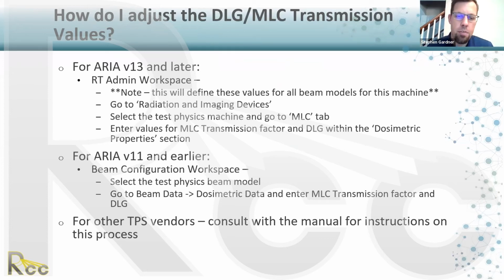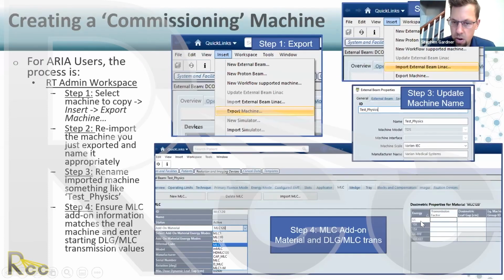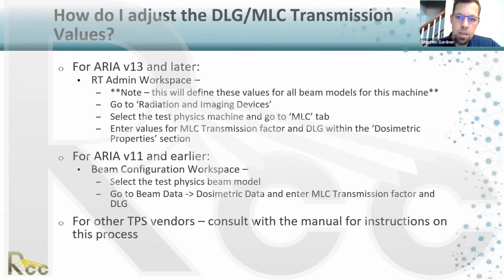Well, if you have ARIA version 13 or later, you can do this in the RT admin workspace. If you make the adjustments there, it's actually right here. This is in RT admin, and right at the bottom right of the screen, you can define the dosimetric properties, the transmission factor, and the DLG. So this will define these values for all beam models for this machine. So proceed with caution, but this is where you can define it for ARIA version 13 and later.